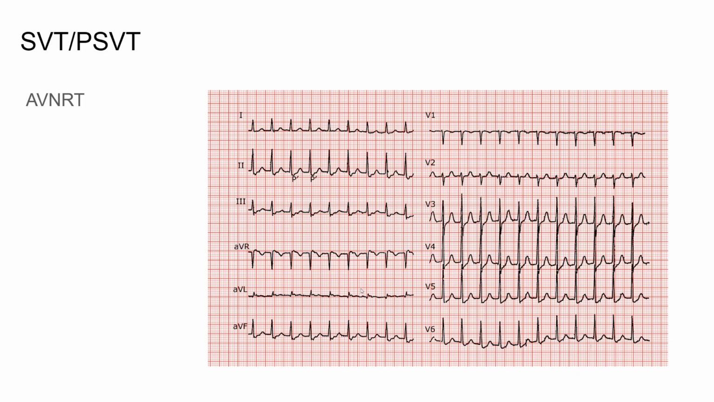So that's the whole idea behind those two little things I figured I'd throw a pearl in, right? But just remember that AVNRT isn't always going to present looking exactly like this, but generally narrow QRS, no P wave or retrograde P wave, and a rate over 150, it's going to be AVNRT.